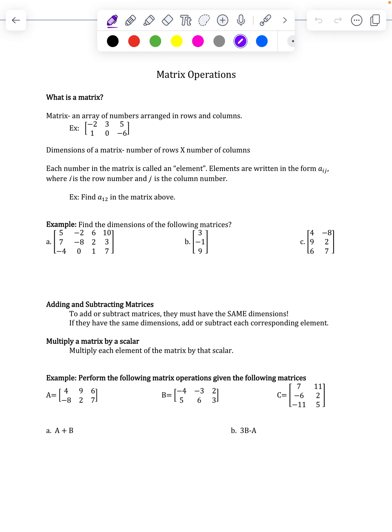Obviously, I am not here today, so I'm going to be taking you through the notes. This should be on the next page. Looks like, what is a matrix?